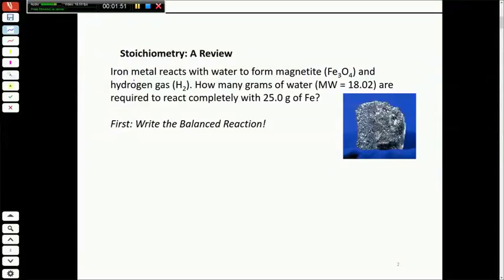Iron metal. In this problem, we're going to talk about a reaction between iron and water. Iron reacts with water to form magnetite, Fe3O4, and then hydrogen gas is formed as well in this reaction. We want to know how many grams of water are required to react completely with 25.0 grams. Yes?